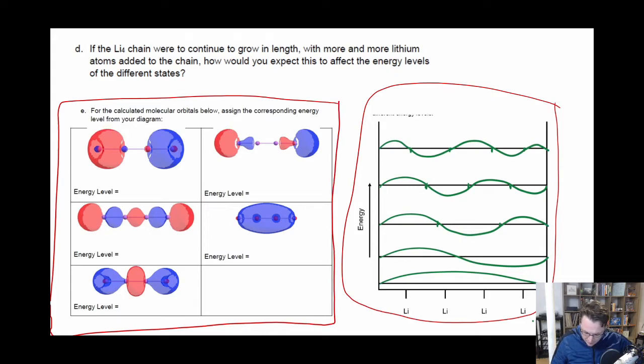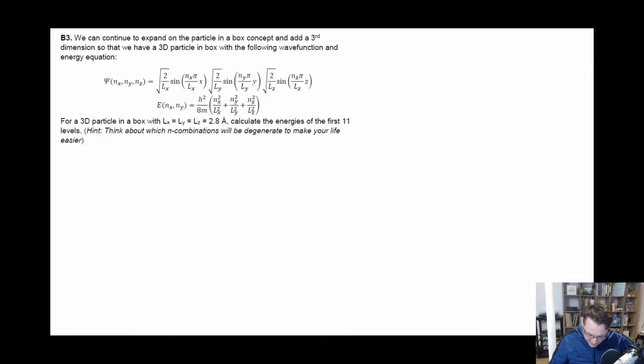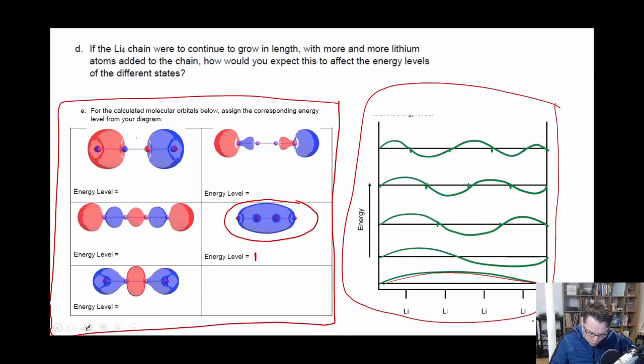And so we can see that there's one case where you have simply a single phase across all four atoms. That's this one right here. We would expect that to be the n equals 1 level. We can see that we have one case where we have a single node between the lithium 2 and the lithium 3 atoms, where we're seeing a difference in phasing between the blue and the red. So that's telling us that this is going to be the n equals 2, because that matches what we have right here.